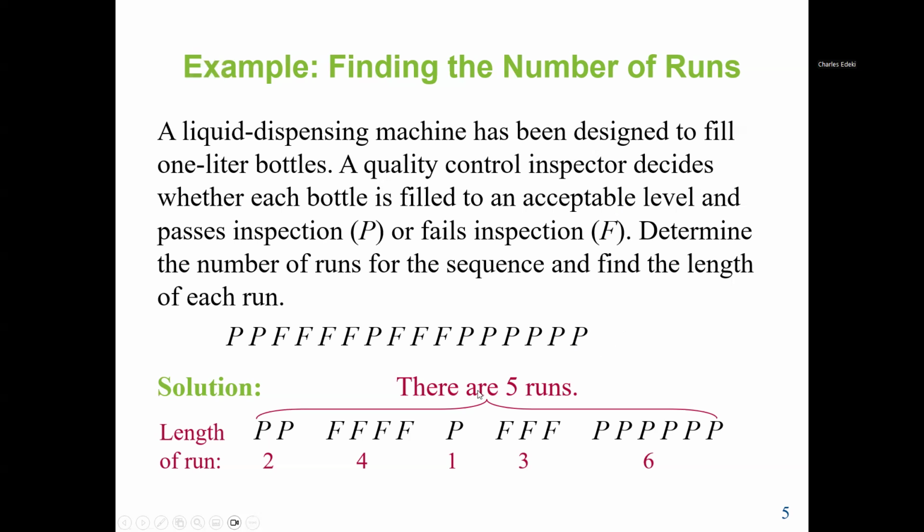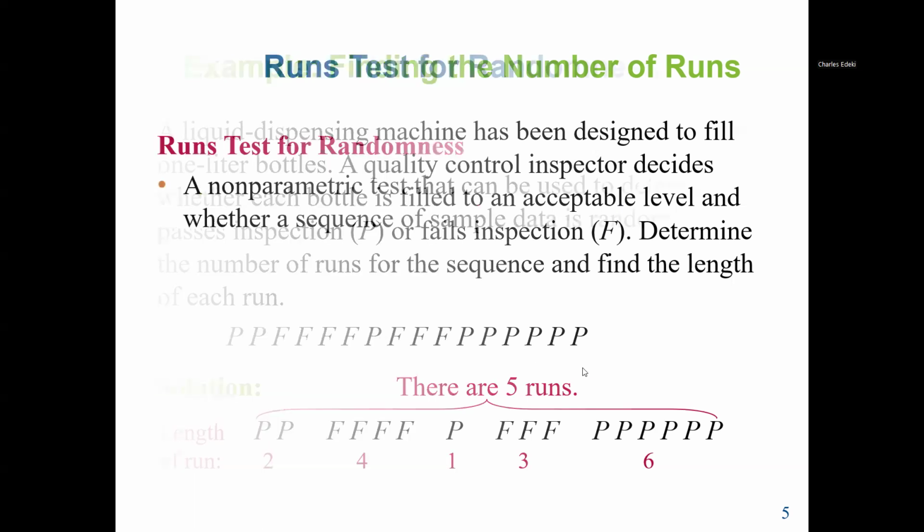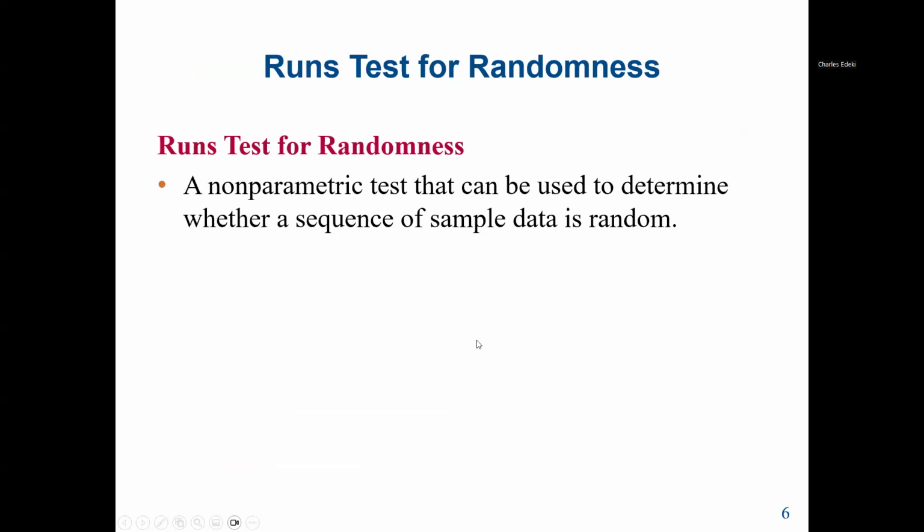So here we're able to find how many runs we have in the data set and also the length of each run. Next we are going to do the hypothesis testing. So, run test for randomness. Our goal in this lecture is how to perform a run test for randomness. It is a non-parametric test that can be used to determine whether a sequence of sample data is random. For example, as in the previous example, PPFF, we can test whether it's random or not.